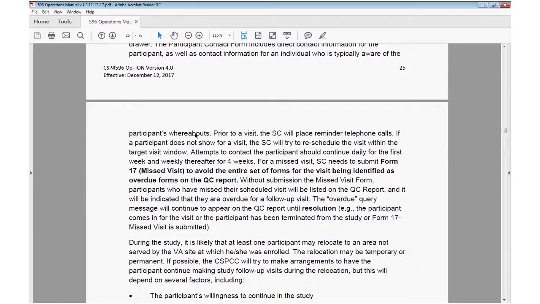Prior to the visit, the site coordinator will place reminder telephone calls. If a participant does not show up for the visit, the site coordinator will try and reschedule a visit within the target visit window.